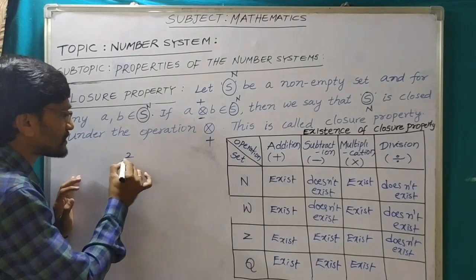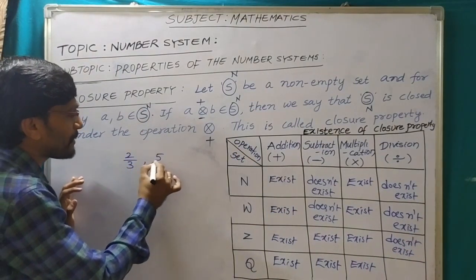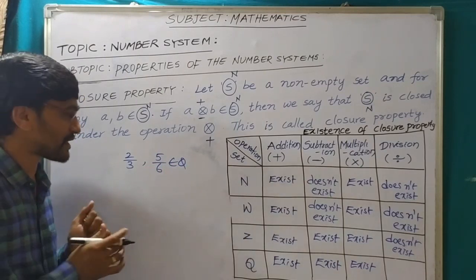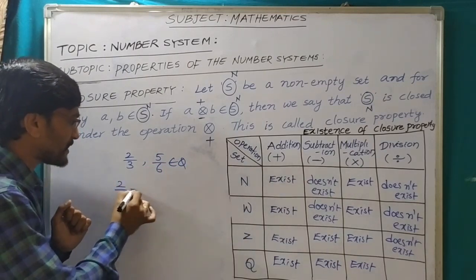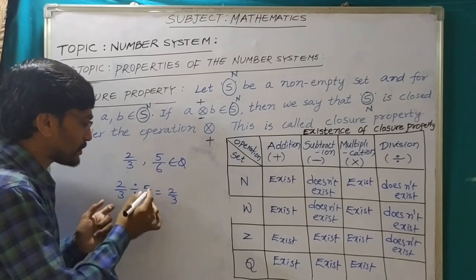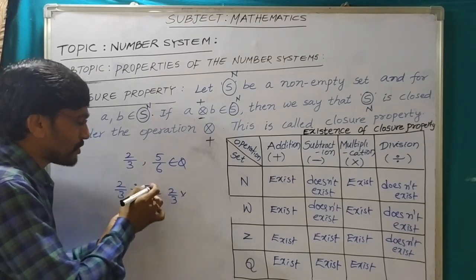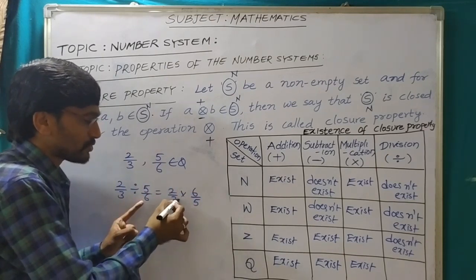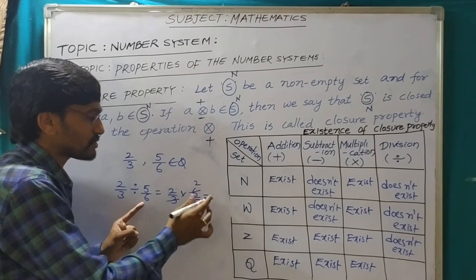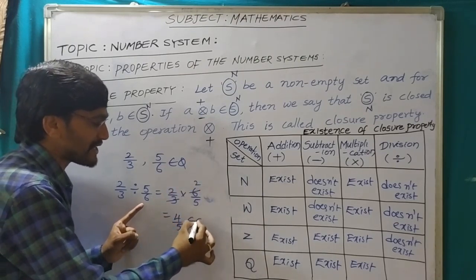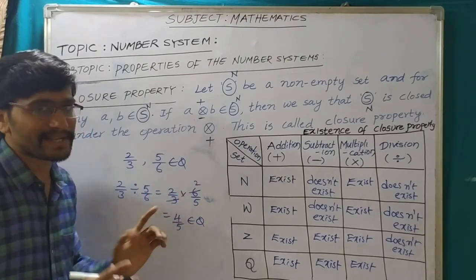Here I consider two rational numbers, 2 by 3 and 5 by 6. Now I want to take division. 2 by 3 divided by 5 by 6 is nothing but 2 by 3 into the reciprocal of 5 by 6, which is 6 by 5. So 3 ones, 3 twos. 2 twos, how much? 4, right? 4 by 5. Is 4 by 5 a rational number or not? So here it exists.